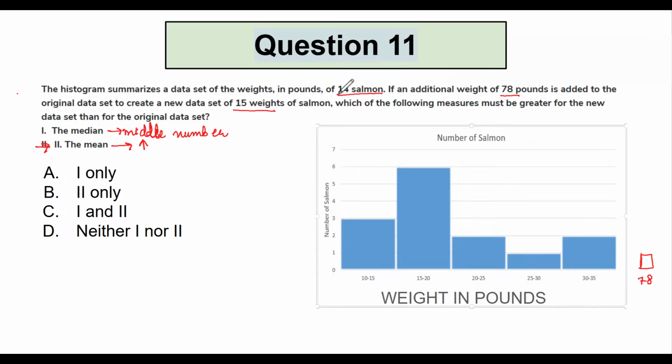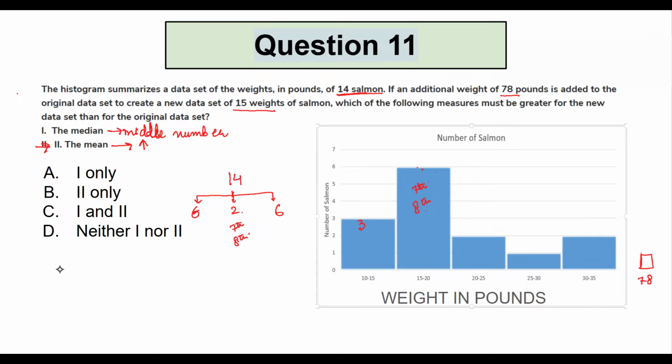Now when you have 14 salmons, the median will be... you can divide it into 6 salmons here, 6 salmons here, and 2 in the middle. So basically the 7th and the 8th observation is your median. So where is the 7th? 3 so far. Then here you have 6. So that means 6 plus 3 is 9. So the 7th and 8th observation is here, correct?